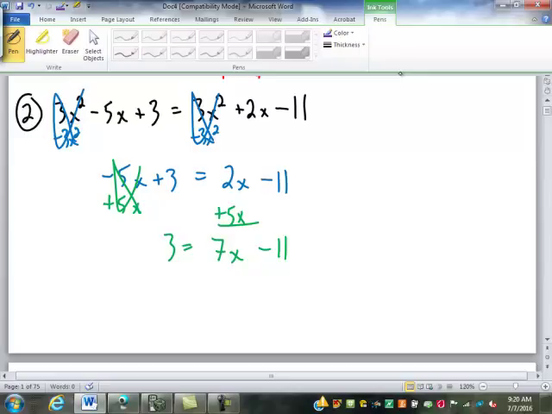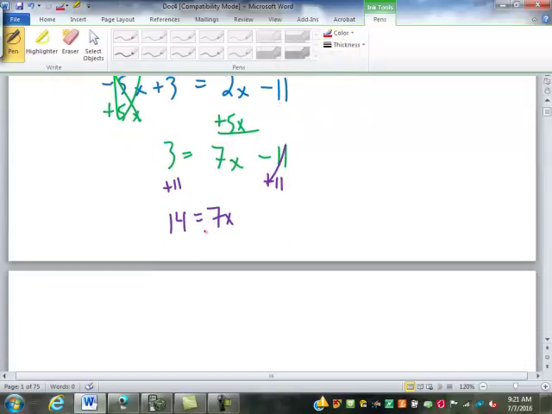And then add 11. So 14 equals 7x. And then divide by 7. So 2 equals x. Now in both of these last two, we could have taken that number we got for x and put it back in the equation and make sure it works. Make sure we get the same value on both sides. And we will. How many of you had 2 for that one?